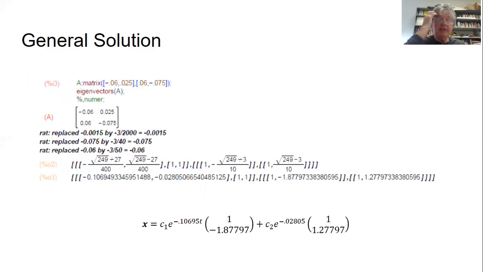Okay, and so that's the output there. So we see our matrix A, we see our eigenvalues there, square root 249 plus 27 divided by 400.